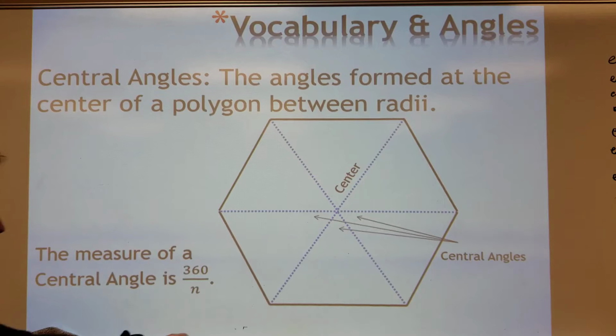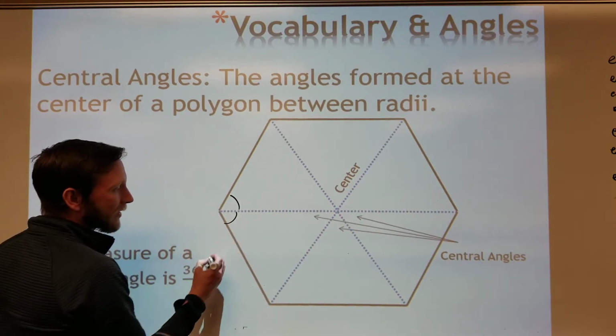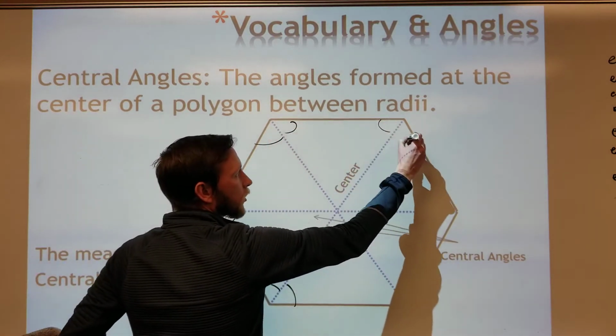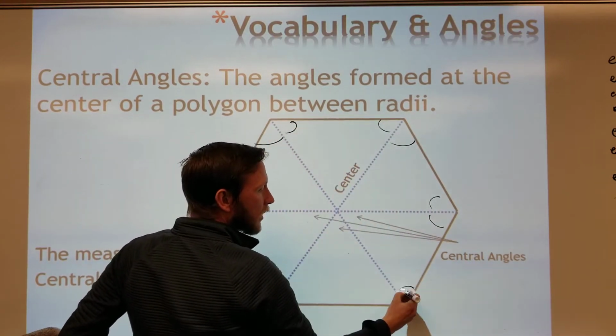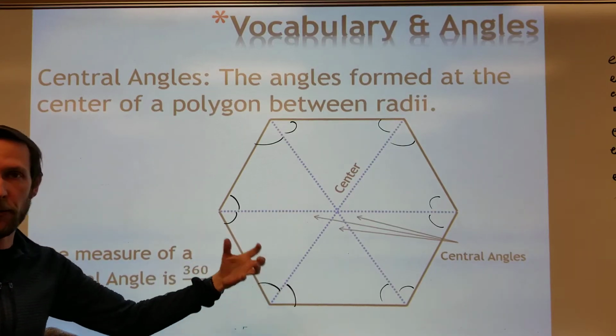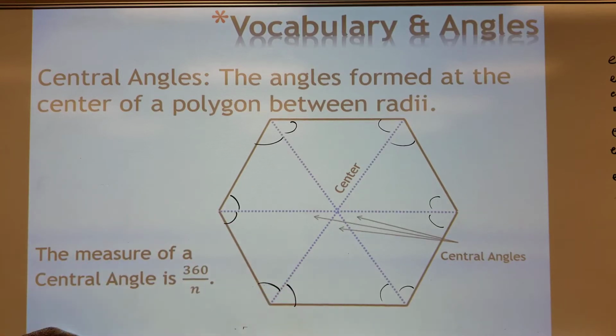The other thing that happens is that this radius also bisects this opposite angle here, or this angle at the vertex. So each one of these angles was 120 degrees, and then it got cut in half into 60 and 60. In a square, those angles get cut from 90 degrees at the vertex into 45 and 45.